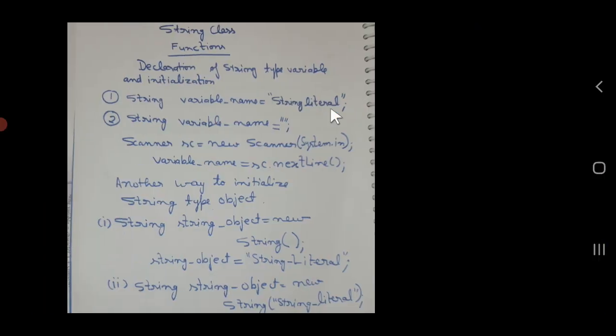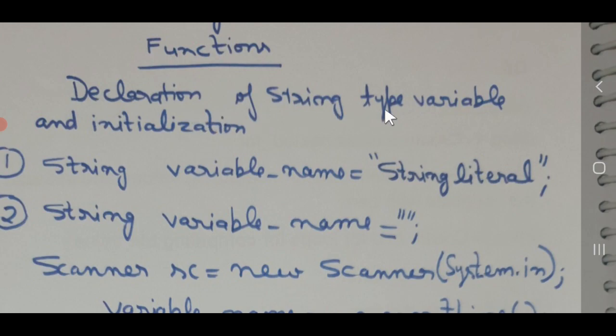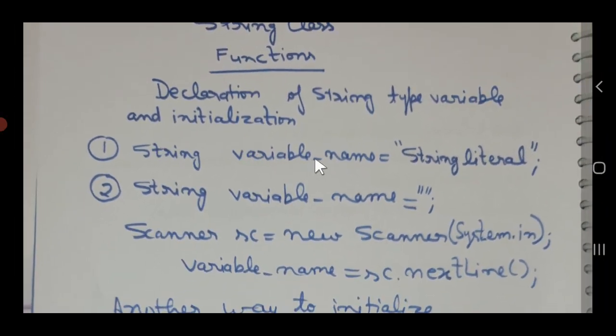So let's start now. Students, first we need to understand declaration of a string type variable and initialization. So a string variable name equal to a string literal. In double quotes we write the string value or a string literal, and then we terminate the statement with the semicolon. Alright, you can initialize it with the blank or null also. So string variable underscore name equal to double quotes back to back and then semicolon.